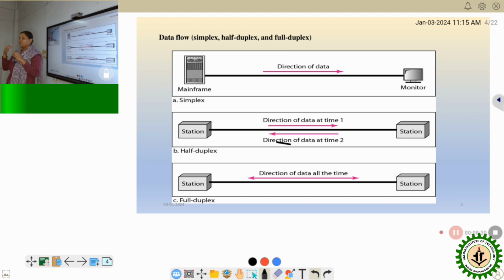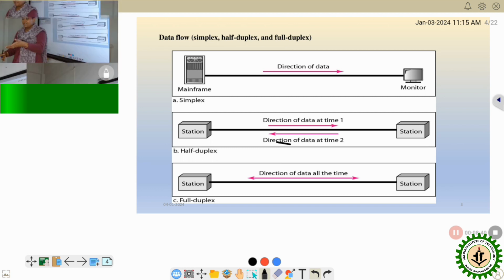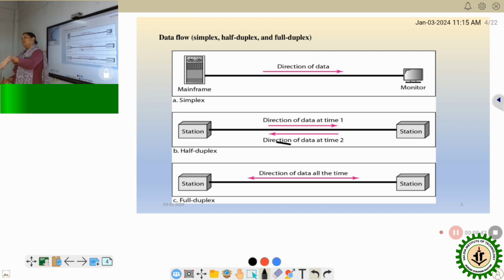Okay, so that is the Wi-Fi concept. One person sends the data, one station sends the data. At that time the second station holds for some time, and after completion of that station, he reverts back. Okay. And the third one is the full duplex mode.